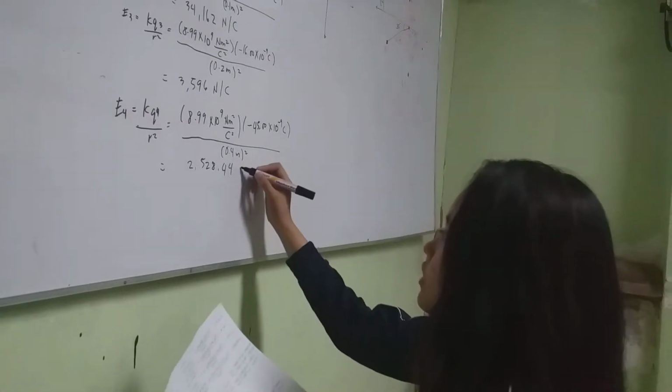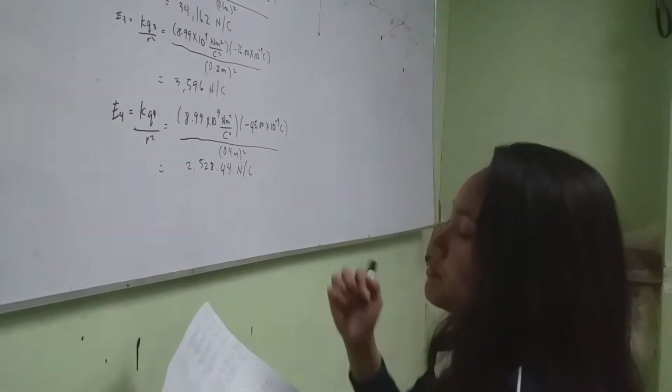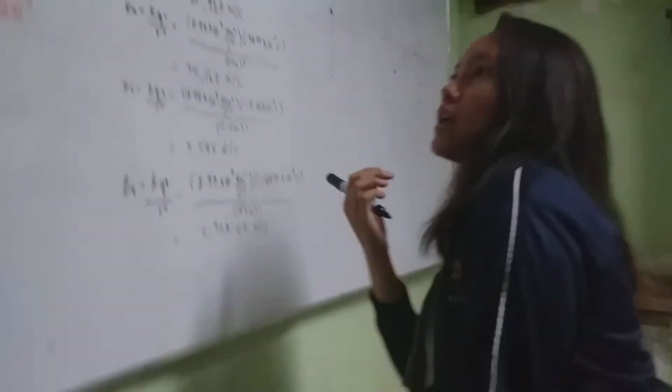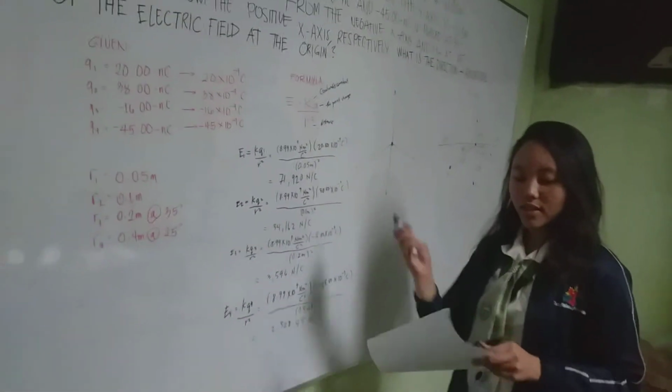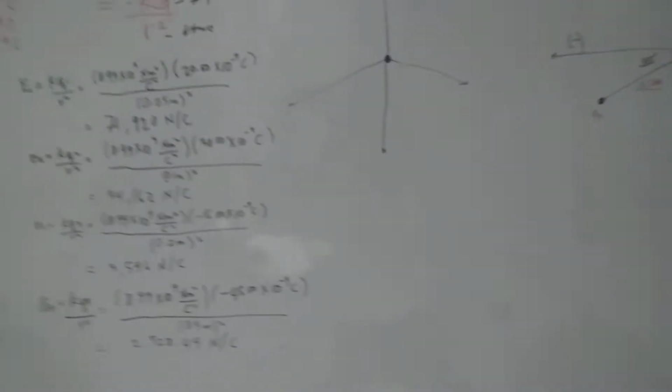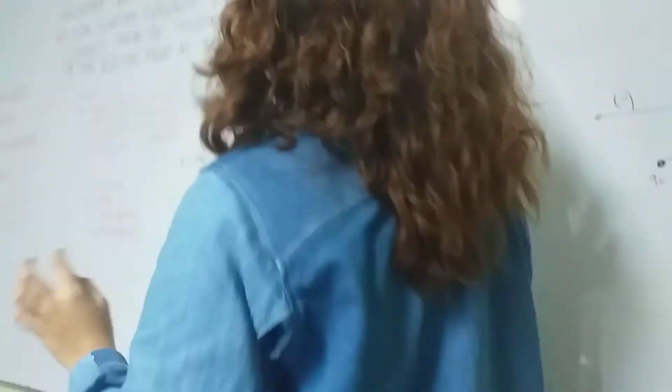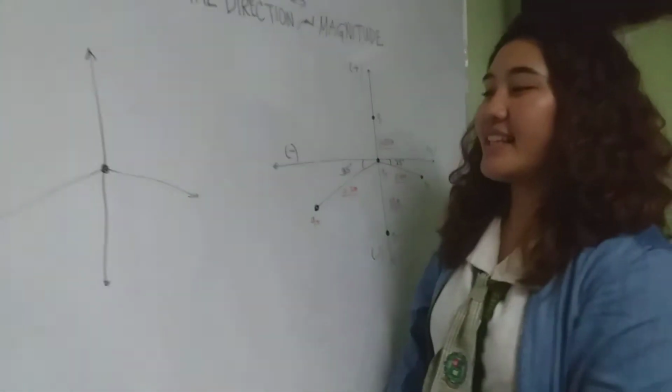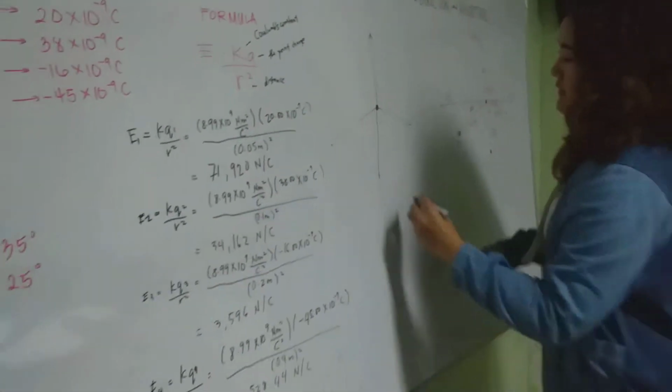So the answer for the fourth charge is 2,528.44 newtons per coulomb. And now for the components, let's hear from the next speaker. For the components, we will be getting the x and the y component.